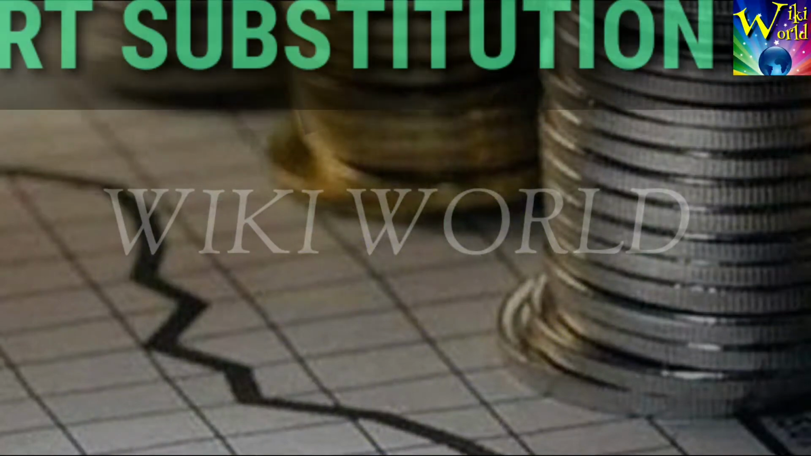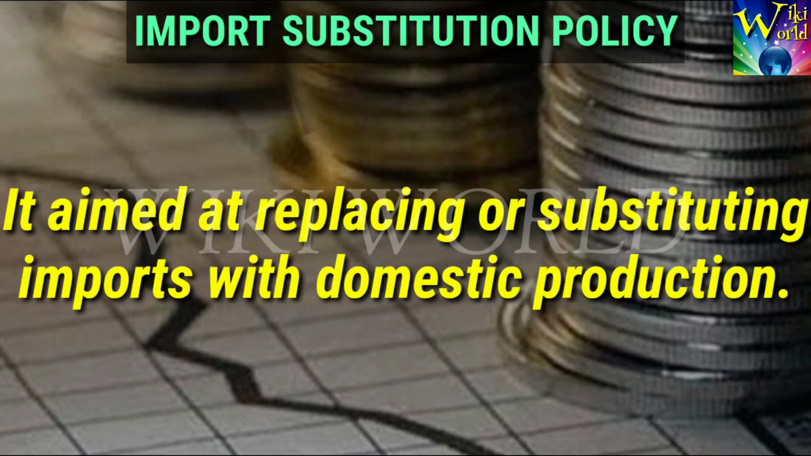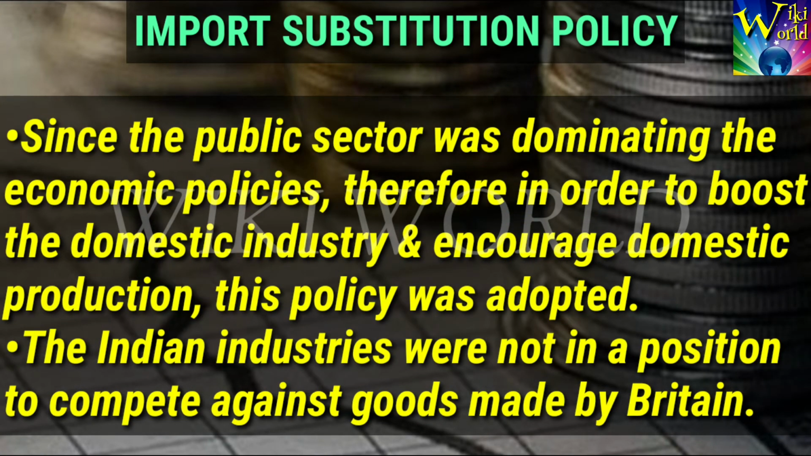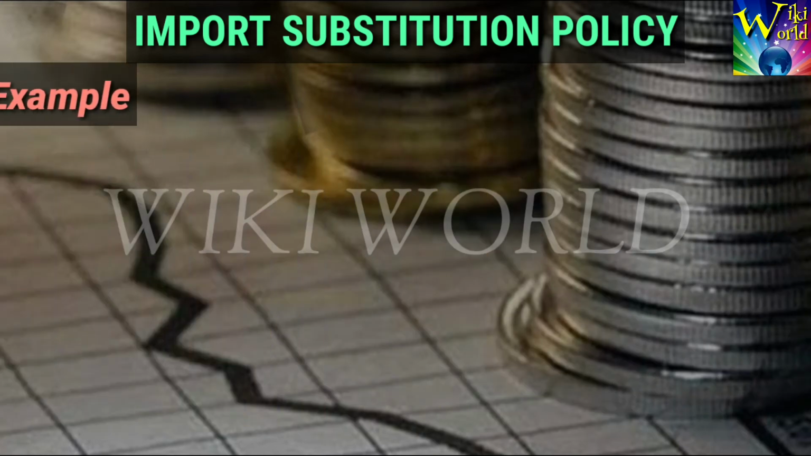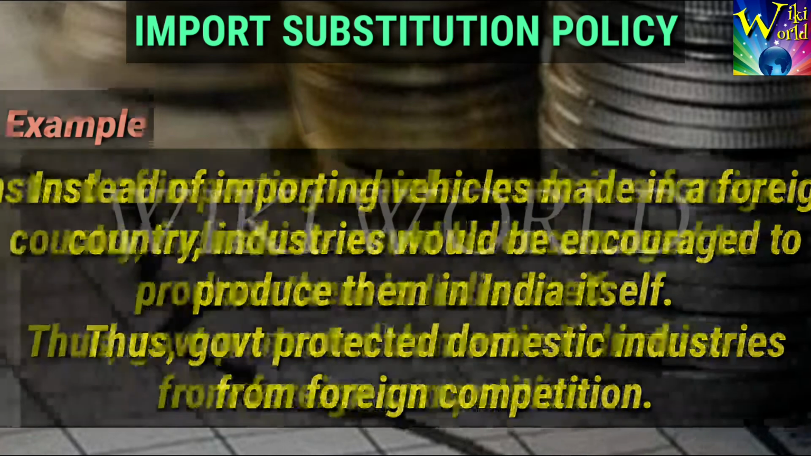The next topic is import substitution policy. It aimed at replacing or substituting imports with domestic production. Since the public sector was dominating the economic policies, in order to boost domestic industry and encourage domestic production, this policy was adopted. The Indian industries were not in a position to compete against goods made by Britain. Example: instead of importing vehicles made in a foreign country, industries would be encouraged to produce them in India itself. Thus, the government protected domestic industries from foreign competition.